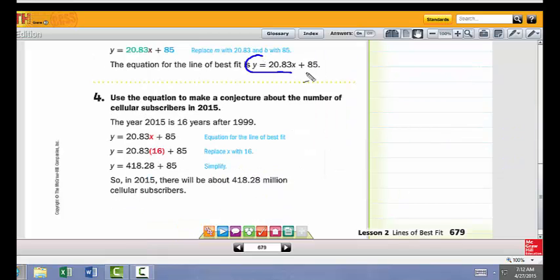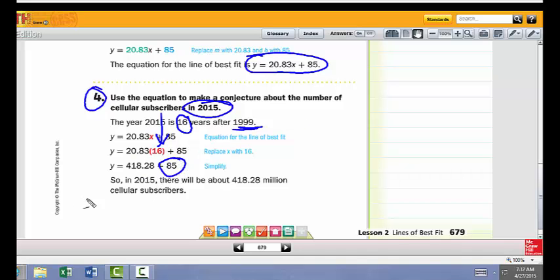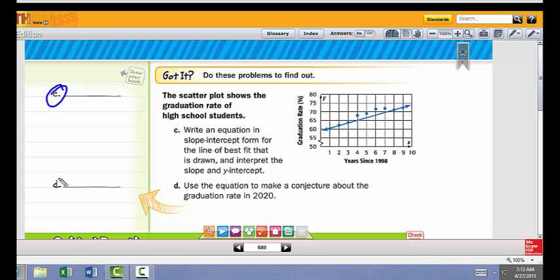So again, here's our equation of y equals 20.83x plus 85, and in problem 4 they ask us to make a conjecture about the number of cellular subscribers in 2015. Now remember, it was years after 1999, so 2015 would represent 16 years after that. We have to put that value right in here. 20.83 times 16 is 418.25, and of course our intercept of 85, we would have there would be about 418.28 million cellular subscribers in the year 2015. Please press pause and do letters C and D.